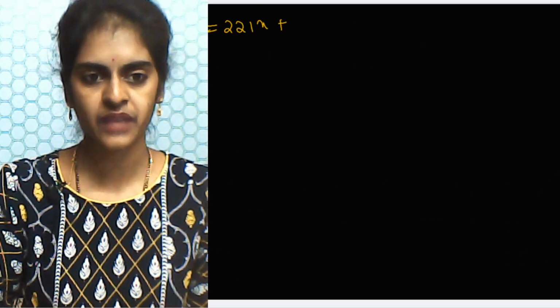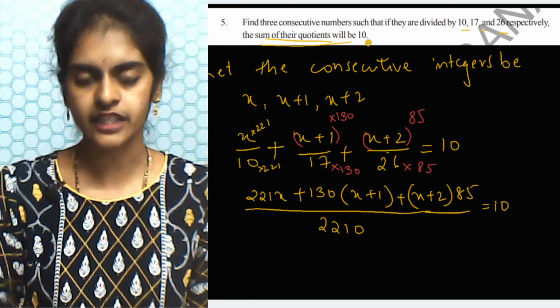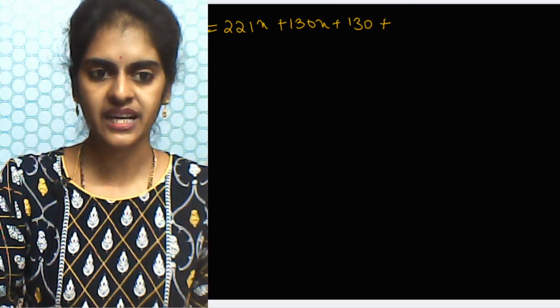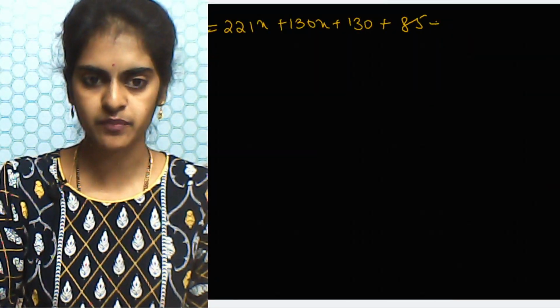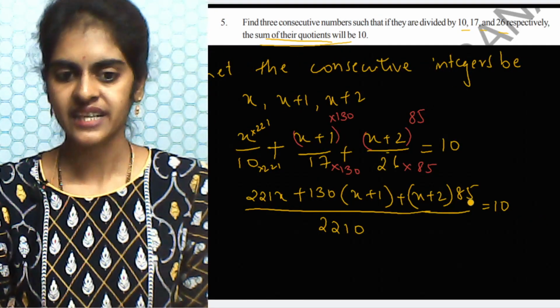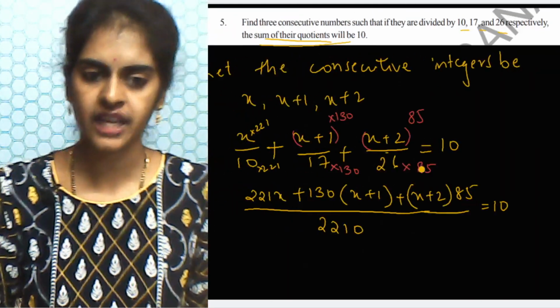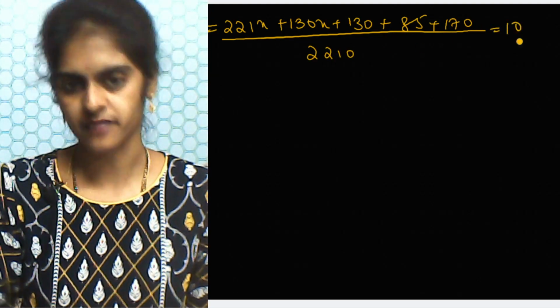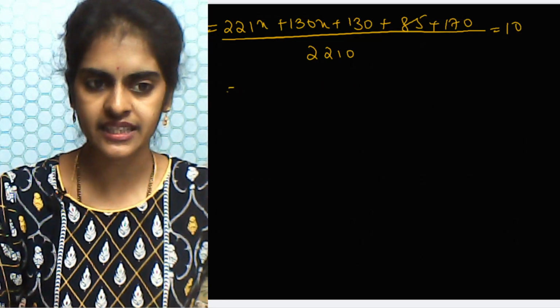So let us write it here. This is 221x plus, just multiply it. 130 into x is 130x, plus 130 into 1 is 130. Plus, what do you have here? 85 into x is 85x, plus 85 into 2, which is nothing but 170. So this whole thing divided by 2210 is equal to 10. Just send this 2210 to the RHS, so it becomes multiplication, isn't it? Here it is in division.